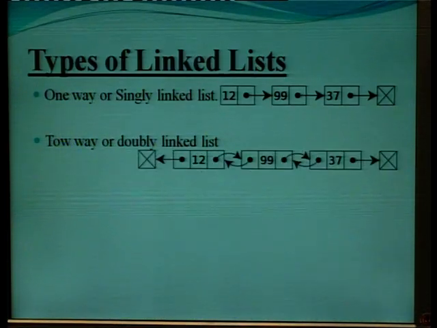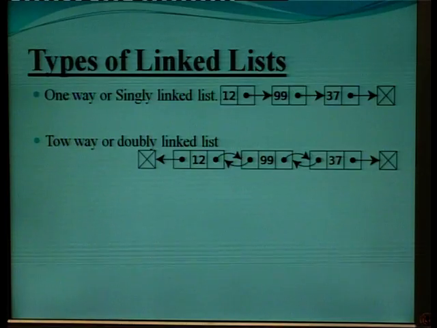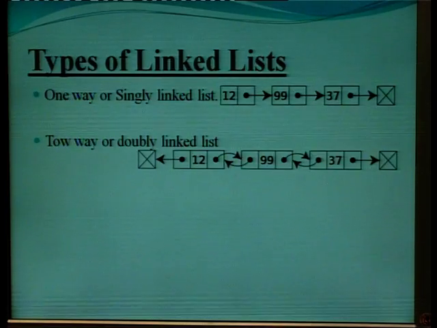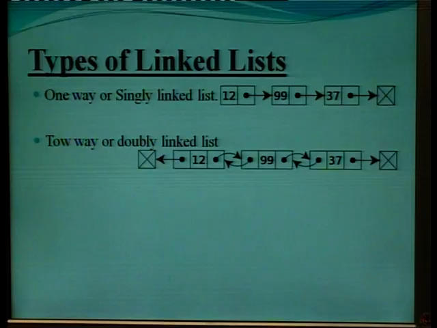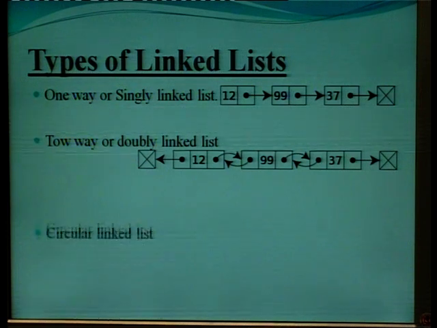Now two way or doubly linked list. Two way or doubly linked list has two pointer variables. The first field stores the address of the previous node, and the second field stores the address of the next node in the linked list.